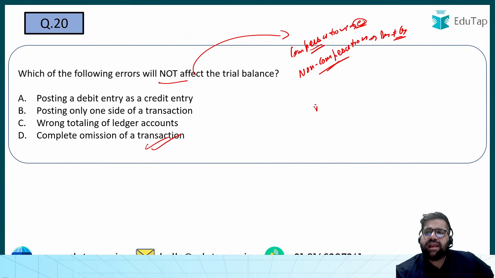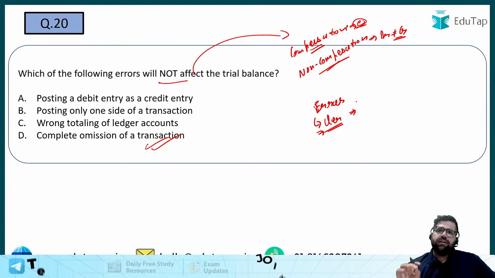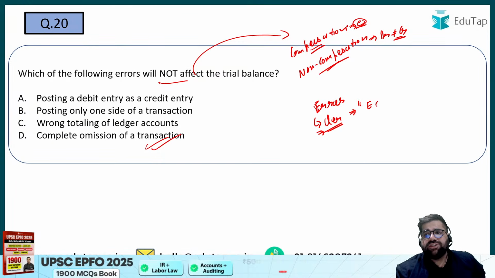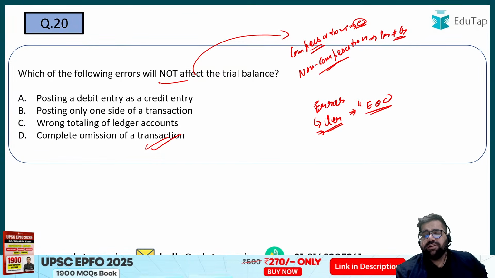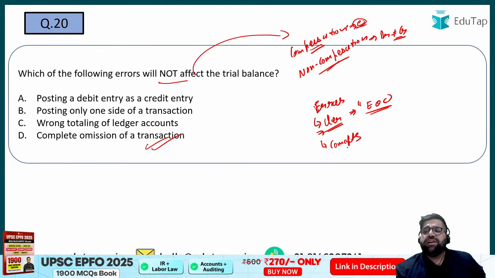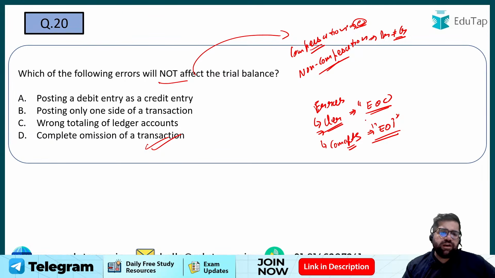Tell me, in the errors of trial balance, which type of error is known as clerical error? This type of error is done because of laziness. This is known as error of commission. Then you have that particular principle, which is like your concepts were incorrect. So that is known as error of principle also. Remember, these are important things. I hope you are able to recall it.